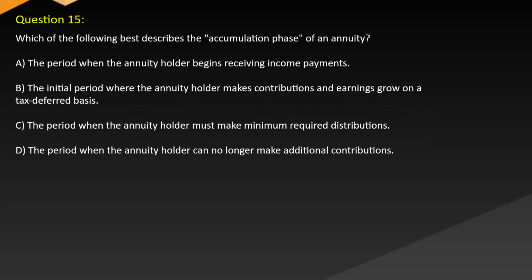Question 15. Which of the following best describes the accumulation phase of an annuity? A. The period when the annuity holder begins receiving income payments. B. The initial period where the annuity holder makes contributions and earnings grow on a tax-deferred basis. C. The period when the annuity holder must make minimum required distributions. D. The period when the annuity holder can no longer make additional contributions.